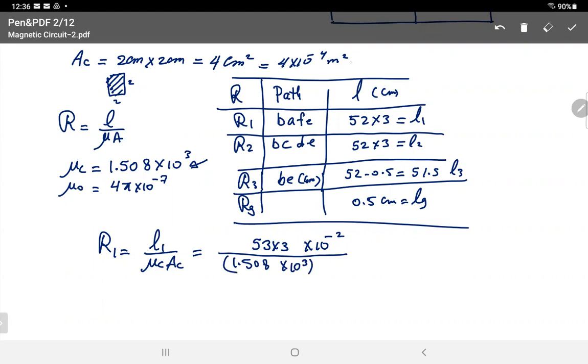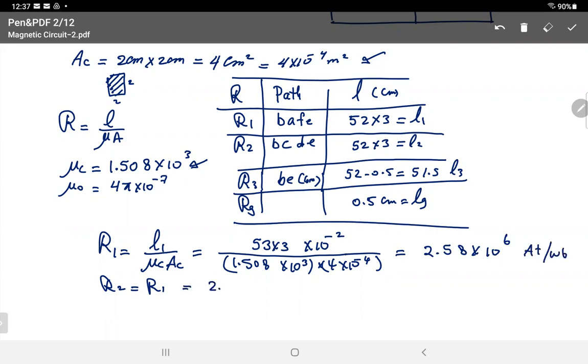And AC, that's in the top here, is 4 times 10 to the negative 4 meters squared, to convert. And then you calculate reluctance 1. The same thing for reluctance 2. They have the same length, so I'll say that reluctance 2 is equal to reluctance 1. Reluctance 1 was calculated, so you can check if you like to solve this when you go home: 2.58 times 10 to the power of 6, and the unit is ampere turn per Weber. R2 has the same value, they are equal.